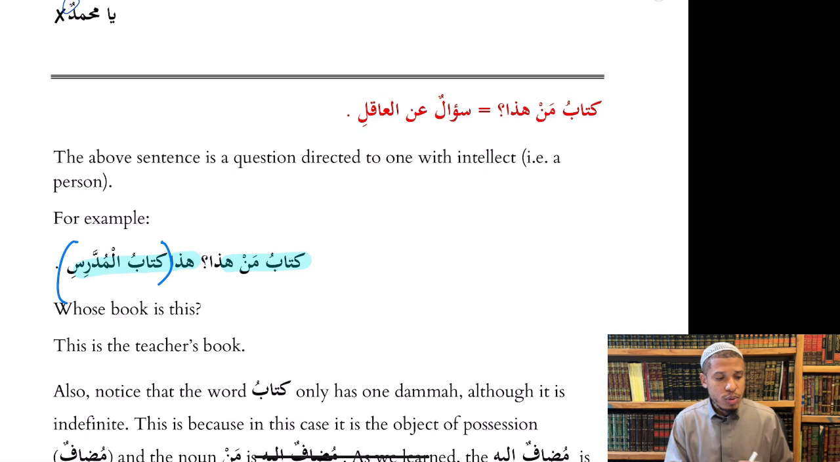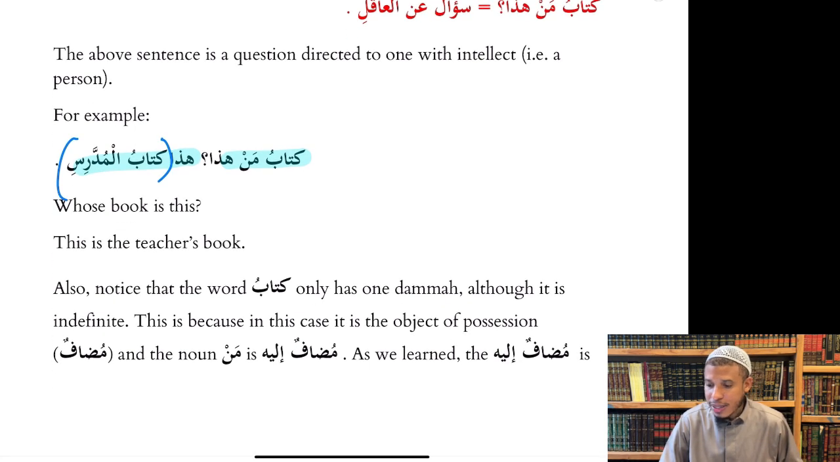For example, whose book is this? Now, you can say, for example, قلم من هذا. Whose pen is this? You can say also, ملف من هذا. Whose file folder is this? ملف من هذا. Alright, whatever you may say.